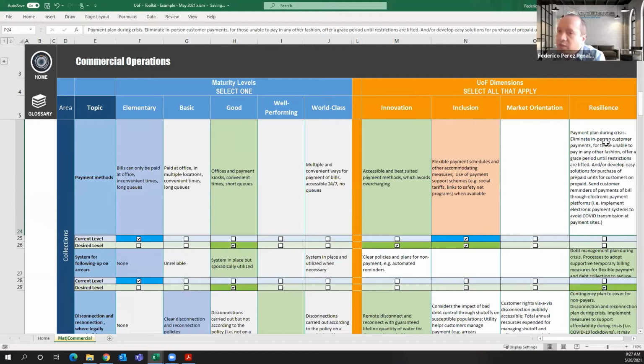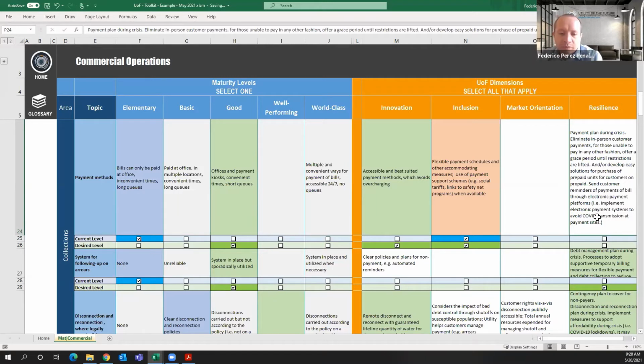You will see that for the resilience dimension, the payment plan during crisis. So if the utility has some practice related with how to manage the payment process during a crisis, for example, eliminate in-person customer payments for those unable to pay in any other fashion, offer grace period until restrictions are lifted, or develop easy solutions for prepaid units for customers, etc. No? Send customers reminders of payments, etc. No?